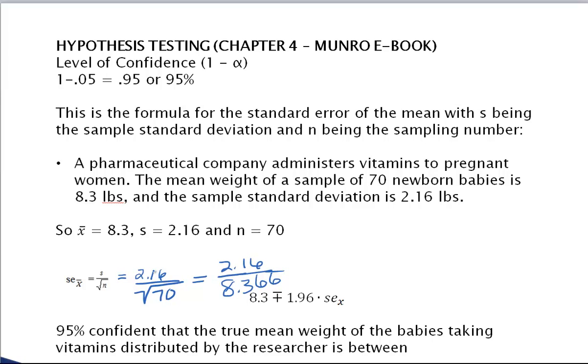So 2.16 divided by 8.66, and then I come up with a number which is around 0.26. Okay, and I didn't put the formula up here, but this is just mu plus or minus, and then this is for alpha being 0.05, 1.96. And we looked at that earlier.